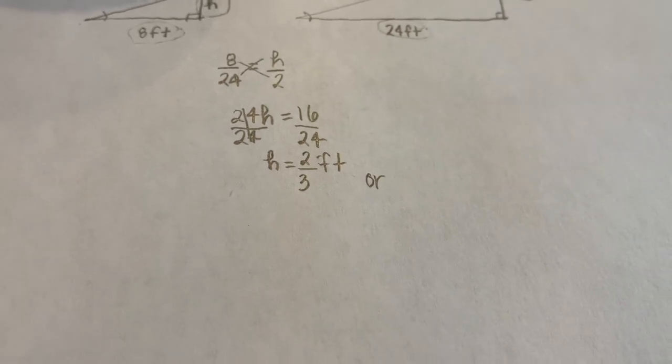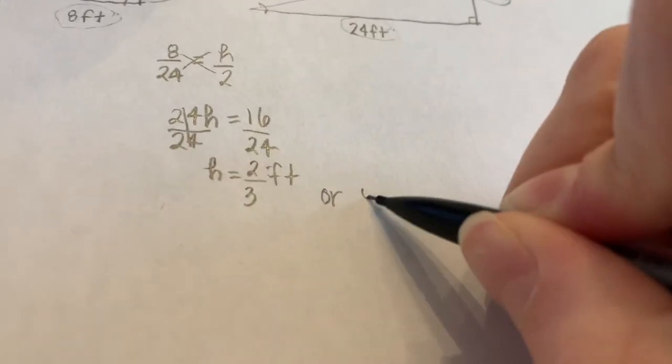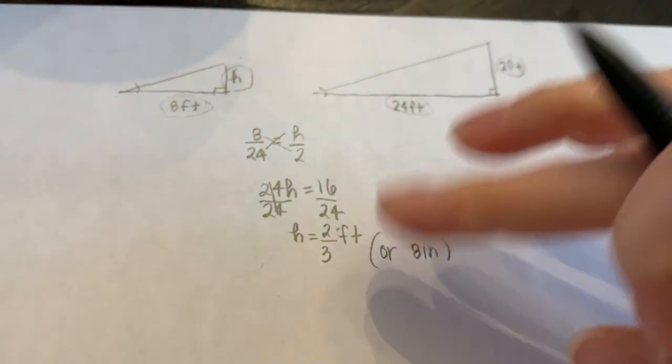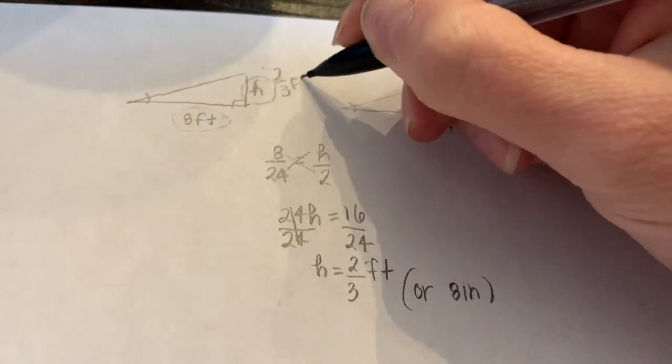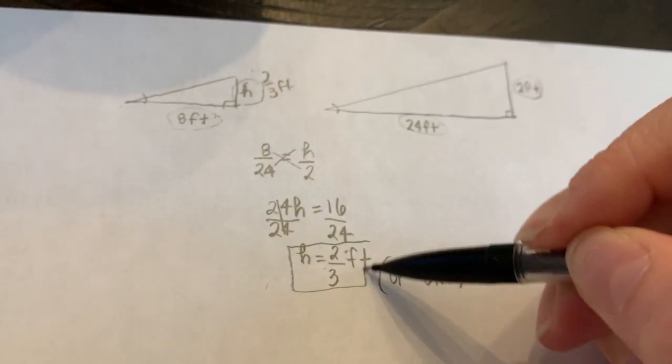There's 12 inches in a foot, right? So 2/3 of that would be 8 inches. And I'm not going to require that you guys do something like that. 2/3 of a foot would be fine for me, okay? 2/3 of a foot. Okay, so that's how you would do that one.